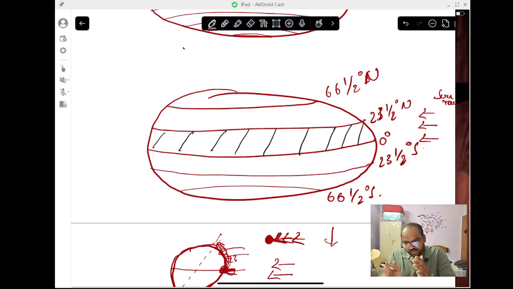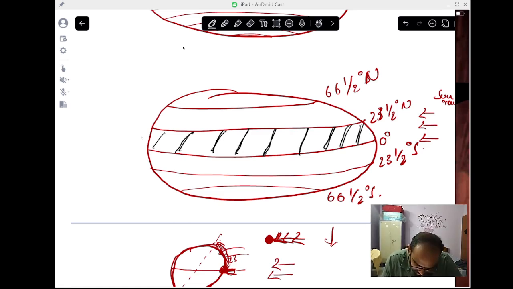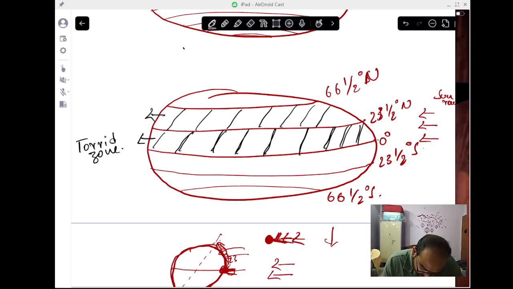Earth is tilted. The tilted part receives vertical rays. The part that is away from the tilt receives slant rays. So there are fewer sun rays on pole regions. This area receives more sun rays, so more heat. It is called the torrid zone. As we move from the equator towards the poles, that is the mid latitudes, the sun rays fall slantly, so it has moderate temperature. It is called the temperate zone.